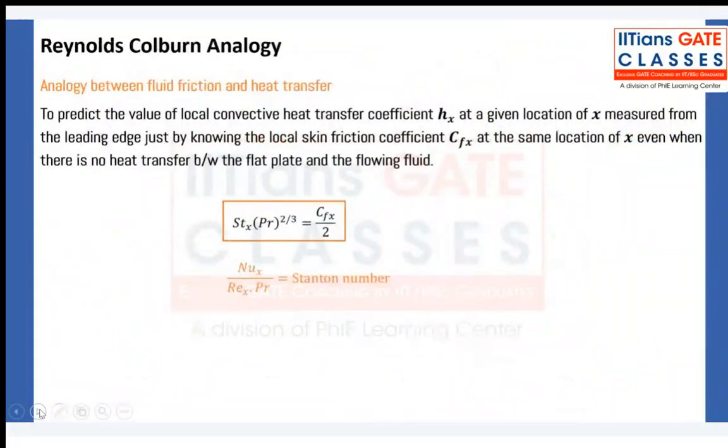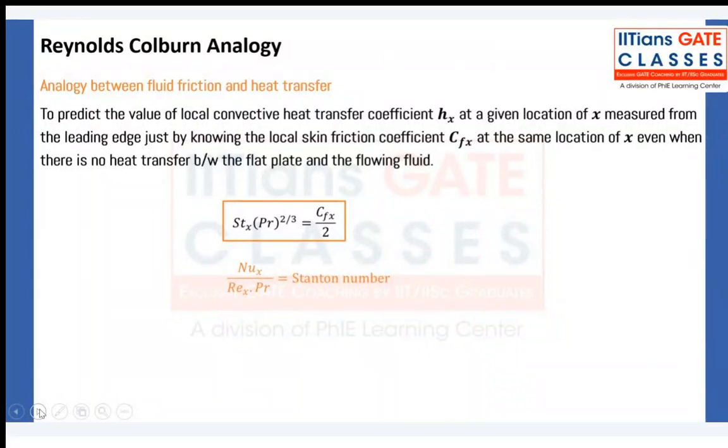Reynolds-Colburn analogy. Now it basically gives you a relationship between momentum diffusion and heat diffusion. We have two types of diffusion, right? Velocity distribution is there and heat distribution is there. It is basically the interface, relating both of them. So it is going to relate momentum or velocity diffusion and heat diffusion. So it is relating two parameters.